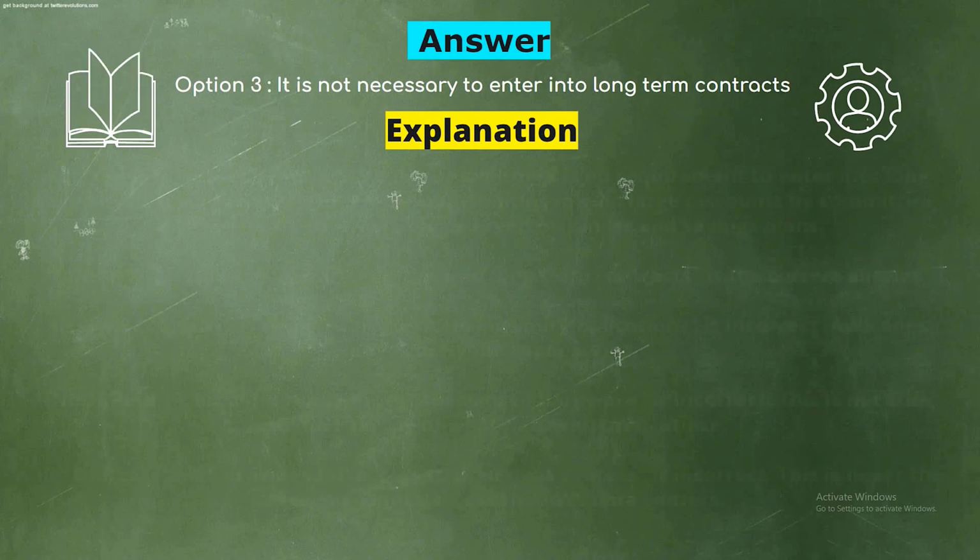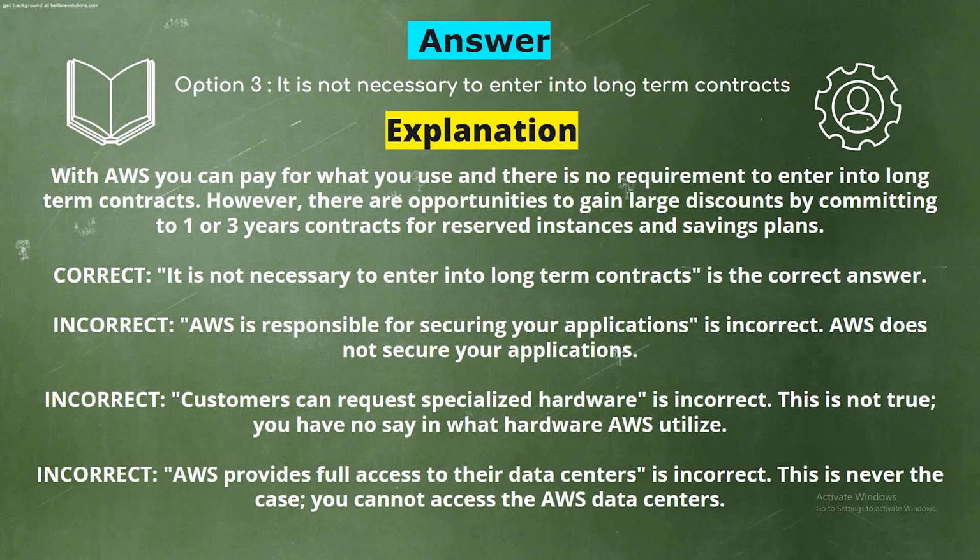Explanation. With AWS you can pay for what you use and there is no requirement to enter into long-term contracts. However, there are opportunities to gain large discounts by committing to 1 or 3 years contracts for reserved instances and savings plans. Correct. It is not necessary to enter into long-term contracts is the correct answer. Incorrect. AWS is responsible for securing your applications is incorrect. AWS does not secure your applications. Incorrect. Customers can request specialized hardware is incorrect. This is not true. You have no say in what hardware AWS utilize.